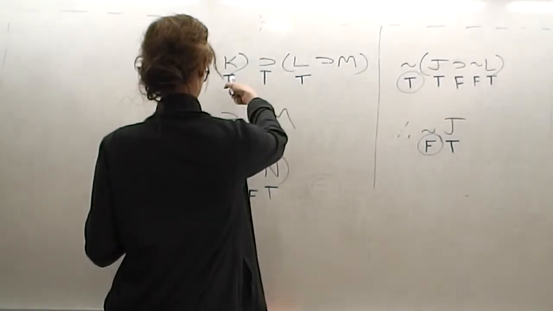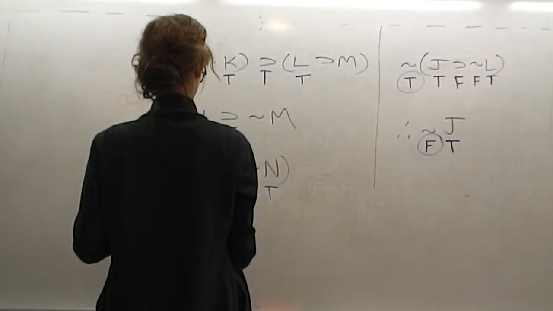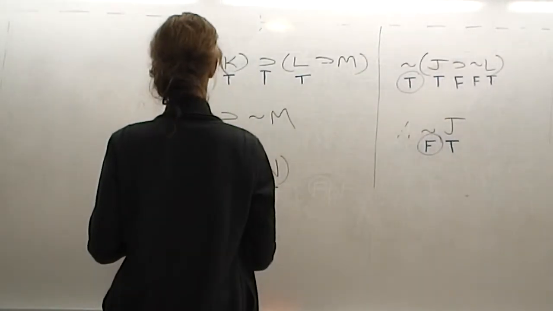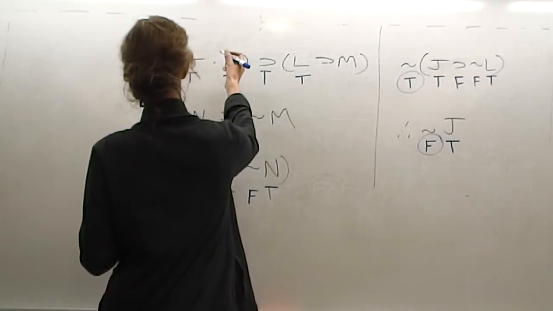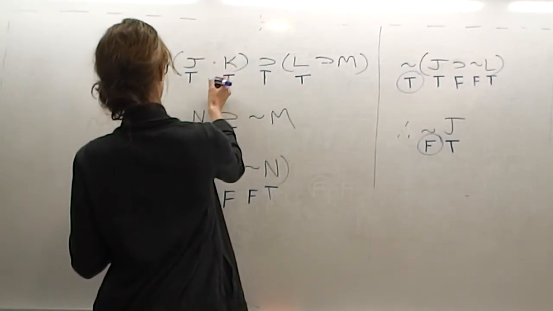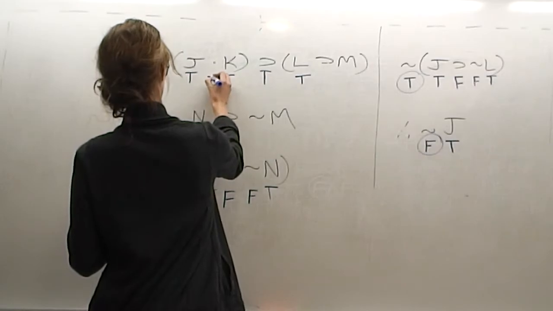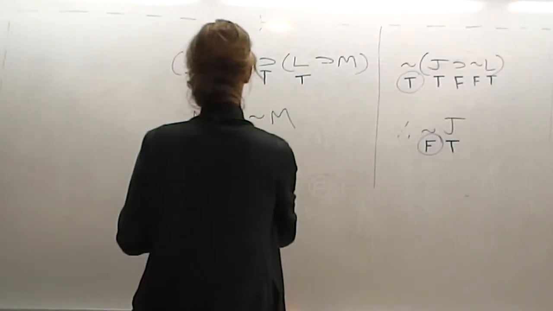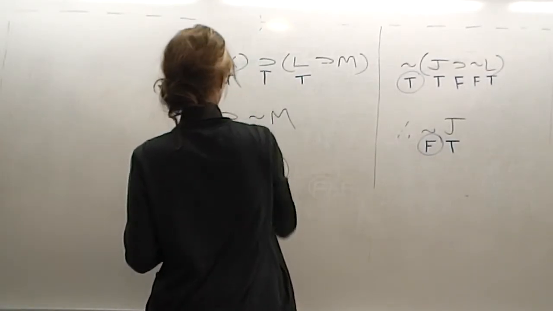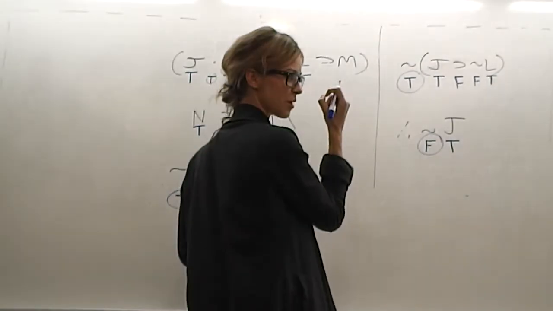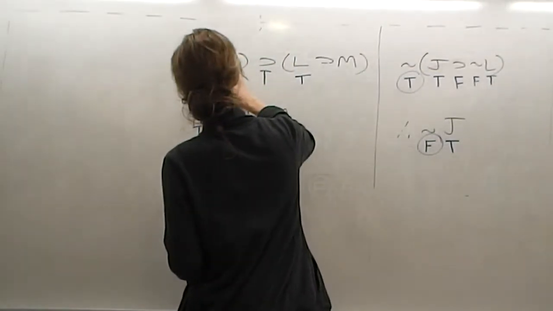Where did that K come from? You transferred that? Okay. So for these both to be T, the conjunction of J and K has to be true. No. We only circle the smaller symbol. Okay.